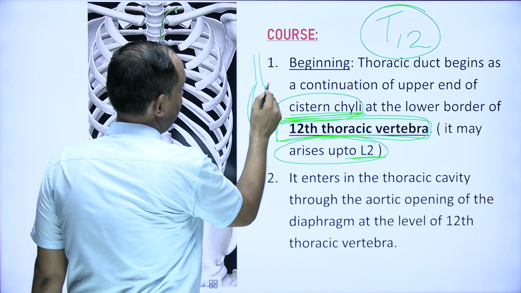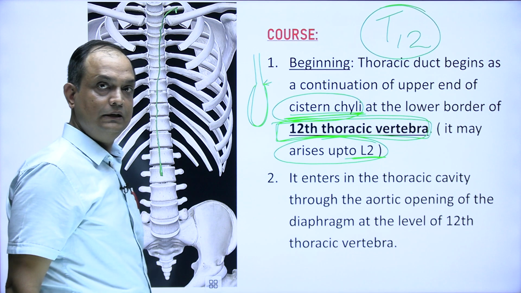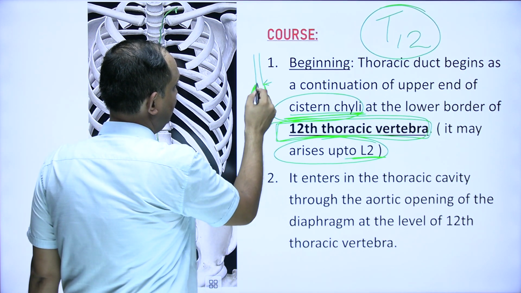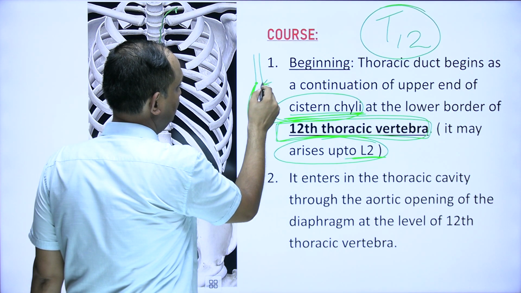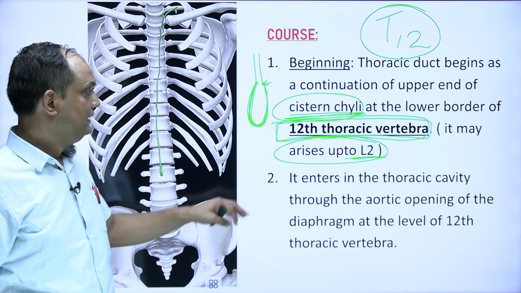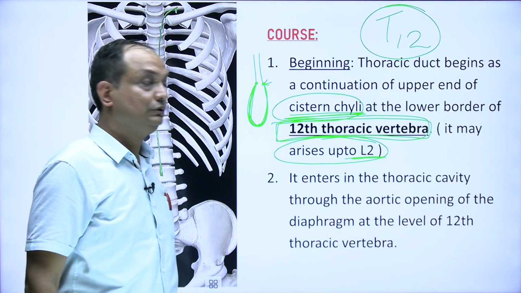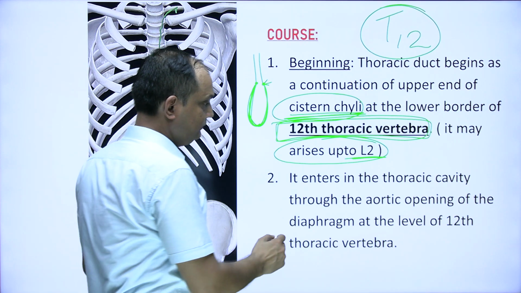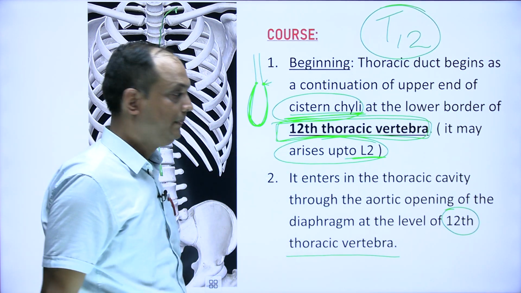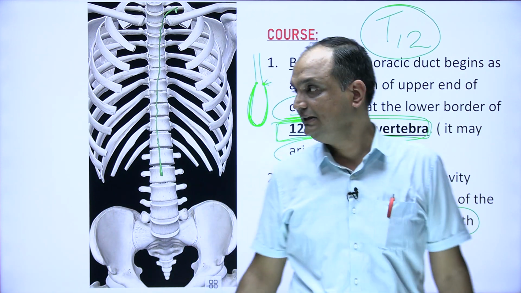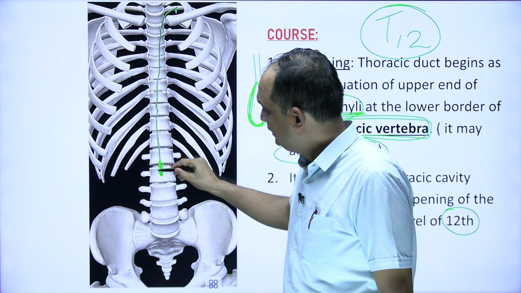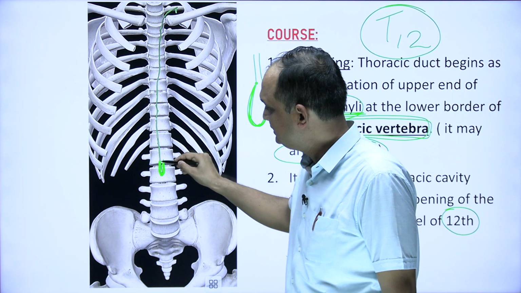So, this point is known as the point of beginning. This sac lies against the L1, L2 vertebrae, but this point of the tube starts at the level of 12th thoracic vertebra. It enters the thoracic cavity through the aortic opening of the diaphragm at the level of T12. In this image, you can see the lower dilatation of the lymphatic system, which is known as cisterna chyli.